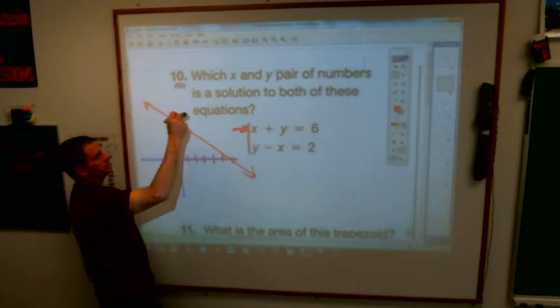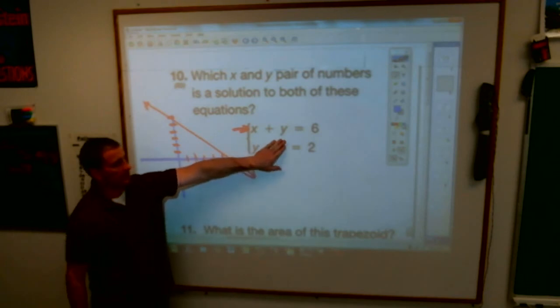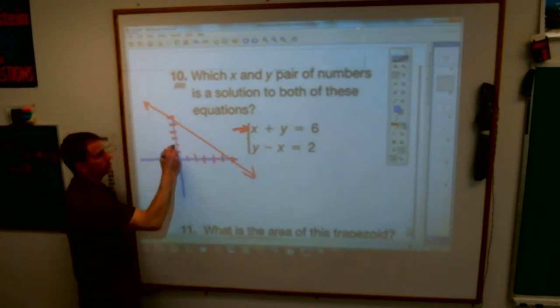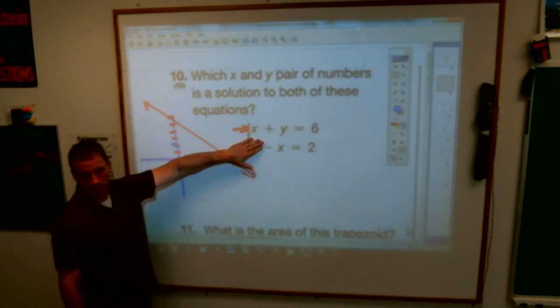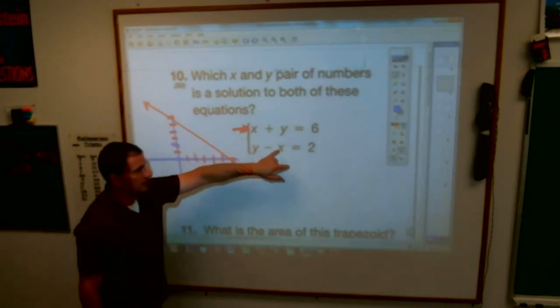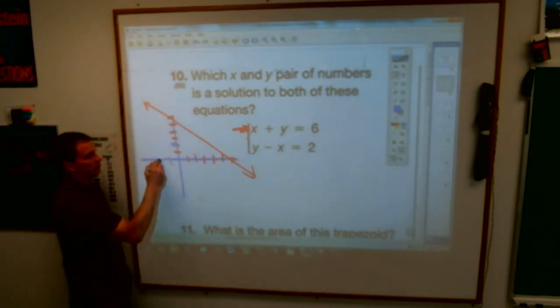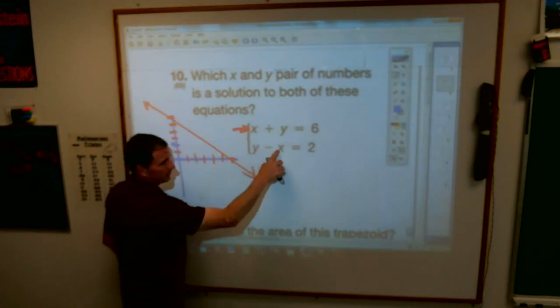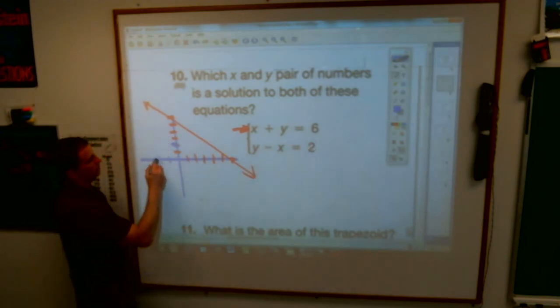Line number 1. Same thing for the second one. Cover up the x. Y is 2. Cover up the y, and here's where you have to be careful. It's a negative x equals 2. So x equals, you gotta flip that negative and put it over there. X equals negative 2. There's the note to self. If you have a negative variable when you do this, you have to flip it and put it over there.